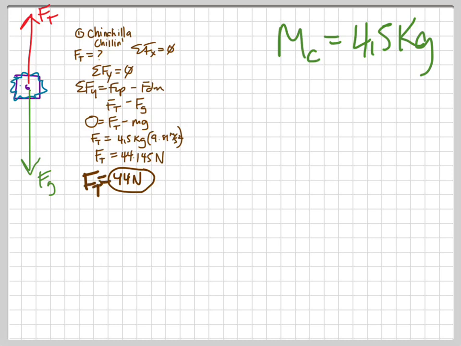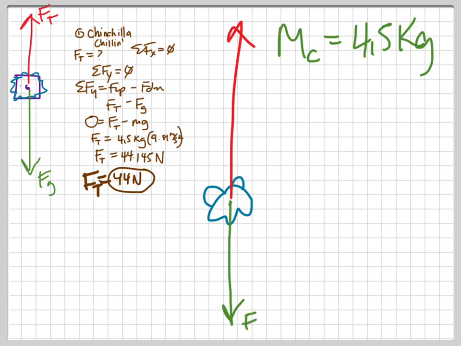All right, now let's look at what happens if we're going to pull this chinchilla up into the rafters. A chinchilla can't just chill forever. Not in this classroom, it can't. So there's our chinchilla. They have big ears. So we've got a force of tension upwards. We have a force of gravity downwards. And now the chinchilla is being accelerated.